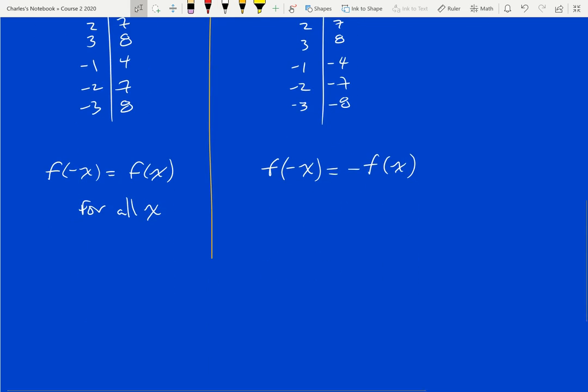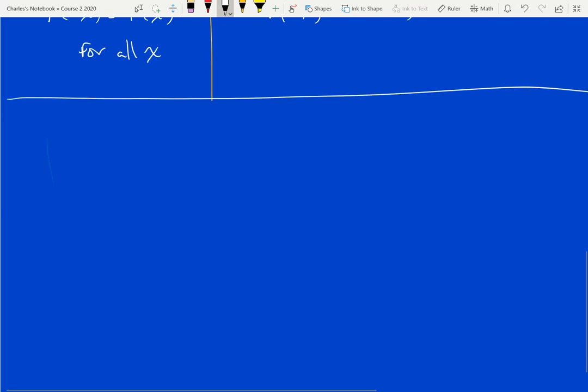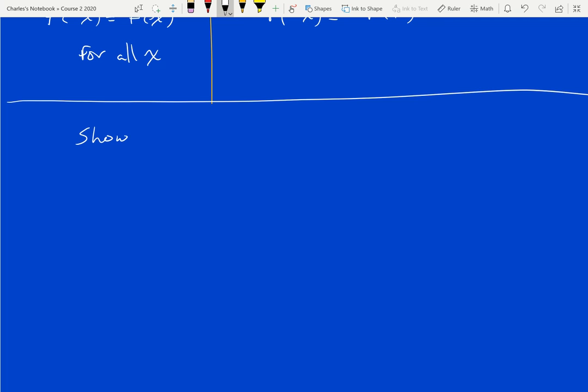And so frequently you're asked to show if a function is even or odd. So let's say, show if the function is even or odd.